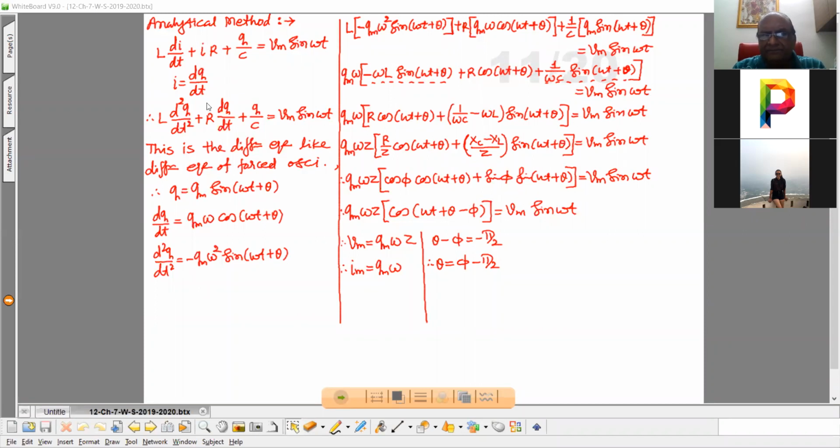Now see, the form of this particular differential equation is exactly like the differential equation of forced oscillations.